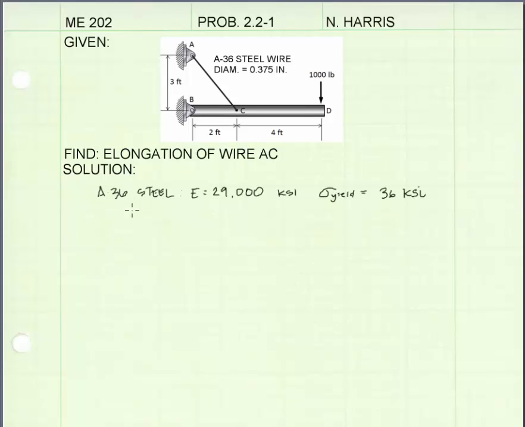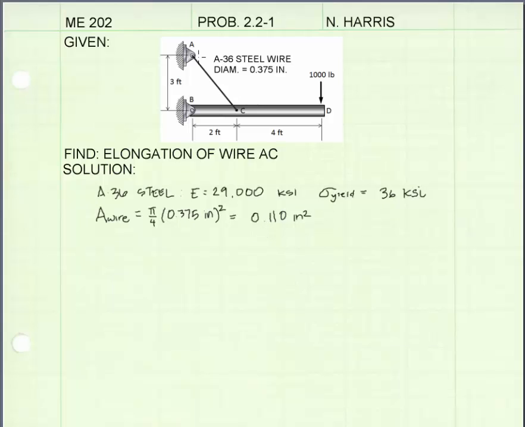Okay, for A36 steel, looked up in a table, I found that the modulus of elasticity is 29,000 KSI, and the yield strength is 36 KSI. Next thing I'm going to do is find the cross-sectional area of our wire. Okay, the cross-sectional area of our wire is 0.110 inches squared.